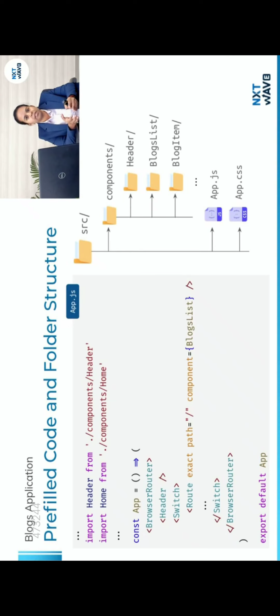So there are various components available, the header, and then there's blogs list, and there's blog item. So the blog list is the list of blogs, that component. And within that, we have the blog item. So that is blog item. So like this, there are various components already available for you. Okay, so let's have a look at this pre-filled code.